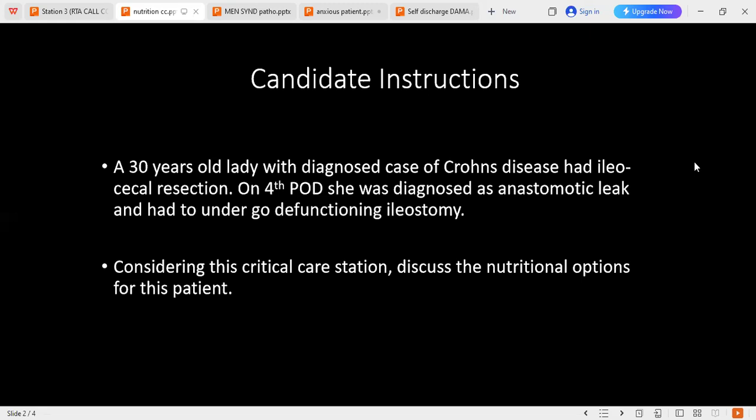Yes, but how would you go about offering rich nutrition to this patient who already has an anastomotic leak? I would like to do total parenteral nutrition. Yes, NPO and total parenteral nutrition. What are the benefits of offering total parenteral nutrition to the patient?